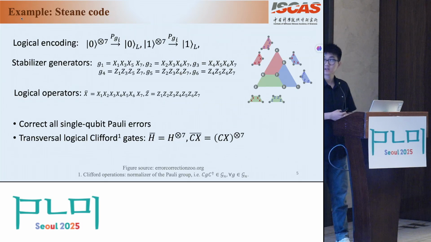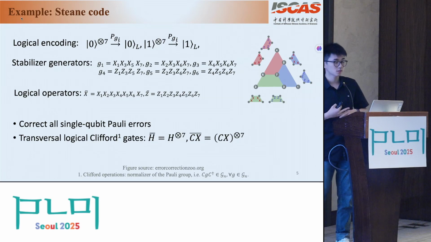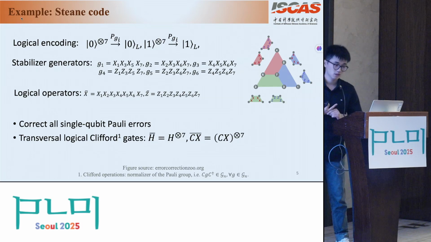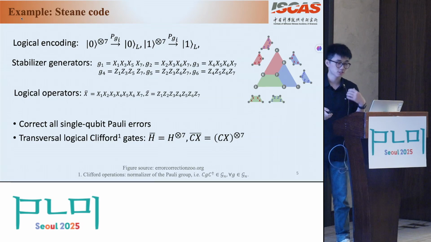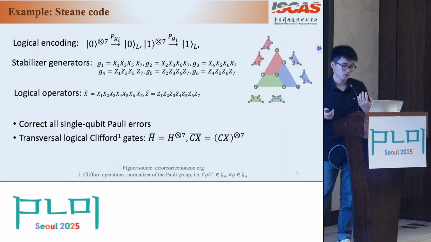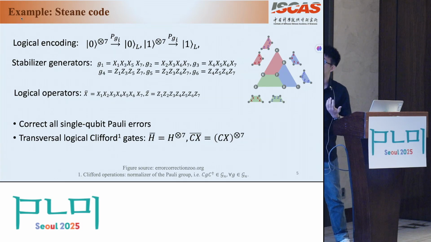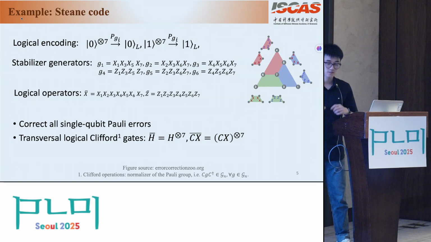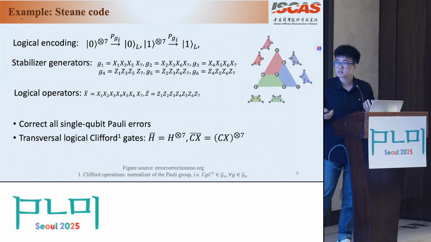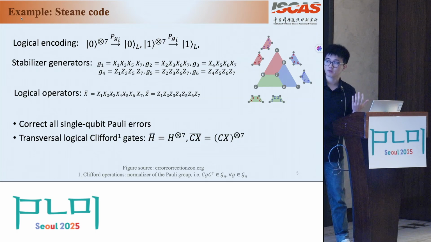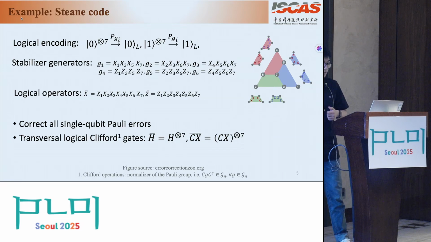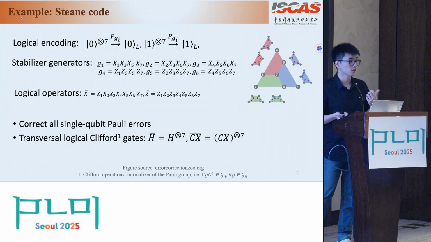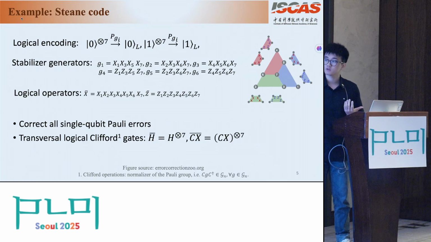Okay, so let's take a look at a simple example, the 7-1-3 Steane code, which encodes 7 physical qubits into a logical qubit by projecting the initial state 0 and 1 into the code space using the following stabilizer generators. The distance is 3, so it can detect and correct all of the single qubit Pauli errors. Besides, the Steane code itself is a self-dual CSS code by construction, so it is convenient to implement fault-tolerant logical CNOT gates over it, which we call transversal logical CNOT gates.